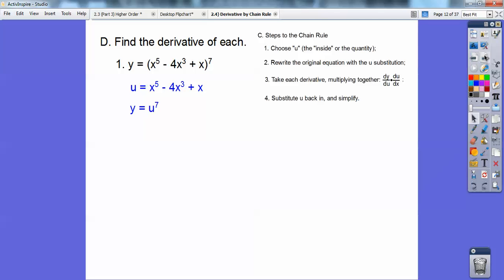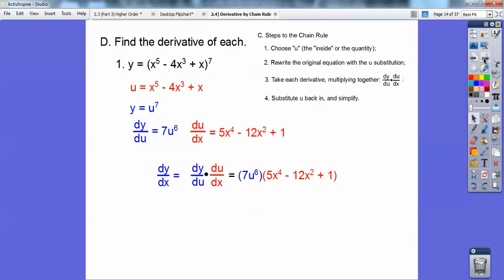Now I'm going to take dy du, the derivative of y with respect to u: bring this 7 down and it becomes 7u to the sixth. And the derivative of u with respect to x is 5x to the fourth minus 12x squared, plus that 1 right there. Then dy dx becomes dy du times du dx, so it's the blue times the red.